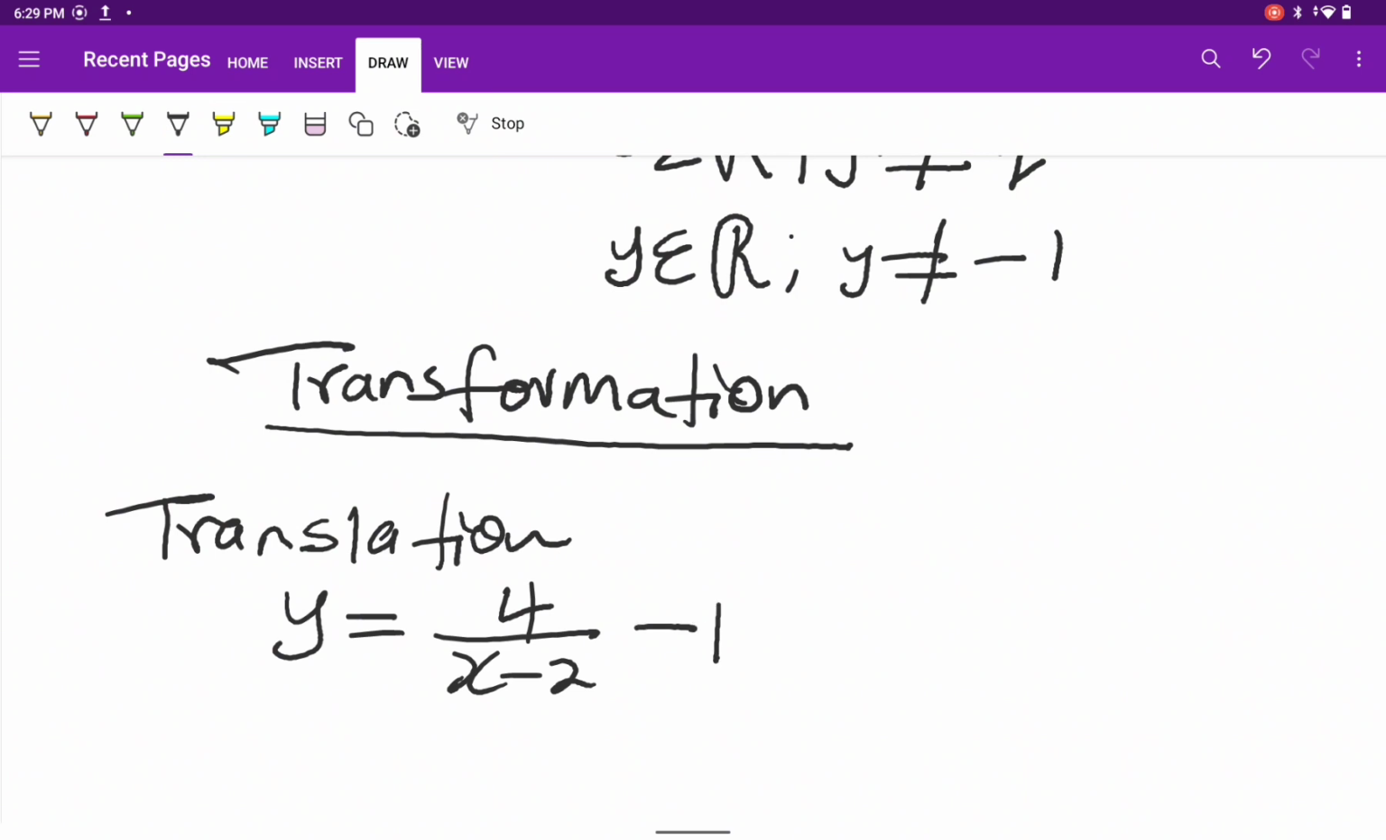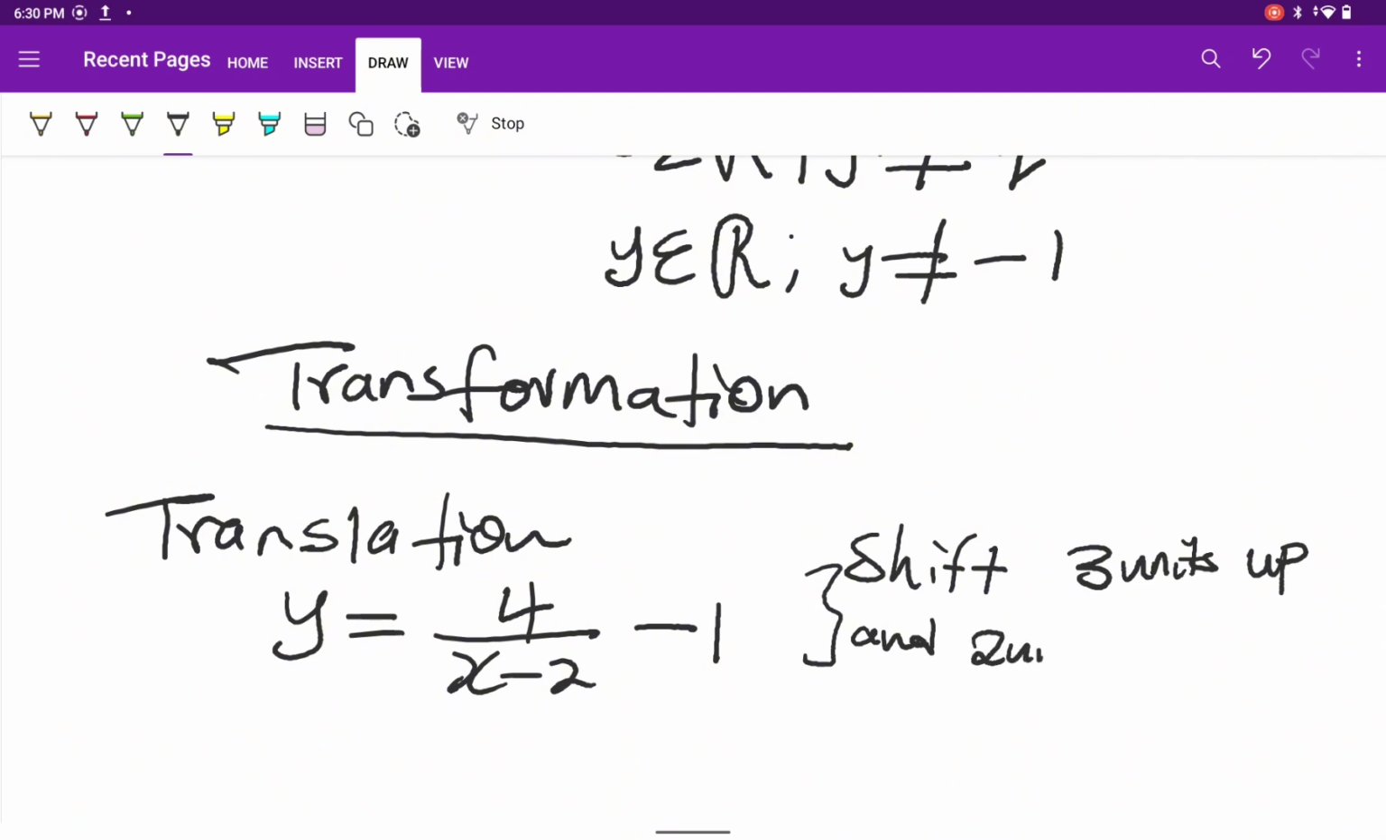And we want to shift this graph, let's say 3 units up and maybe 2 units to the left. We want to shift this graph 3 units up and 2 units to the left.